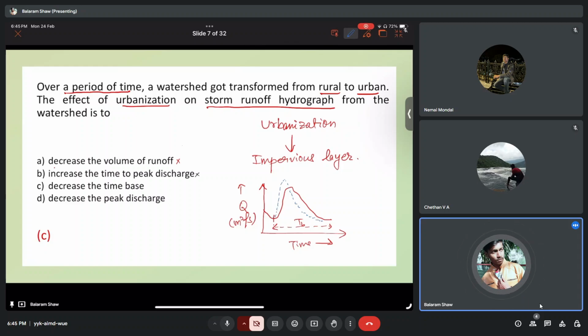Time to peak discharge is from the rainfall event to when it is reaching the peak. So it has reduced. This is for the rural and this is for the urban. You can see the time base has reduced because from here to here is the time base for rural, and this is the time base for urban. So the correct answer will be C.